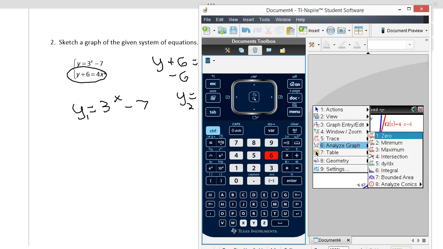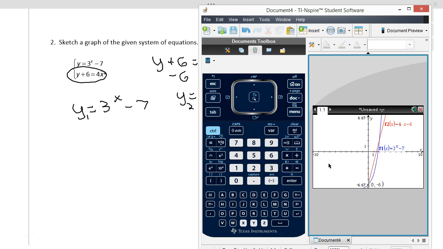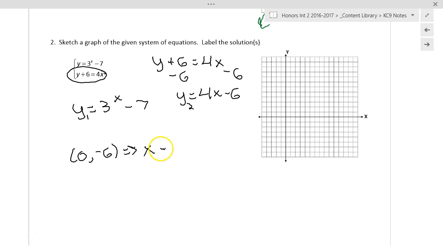So again, I'm going to find my point. Analyze graph, intersection. I'm going to go to the left of what looks like my first intersection point, which is down over here. And it looks like it is 0, negative 6. So x equals 0. So I'm going to go 0, 1, 2, 3, 4, 5.